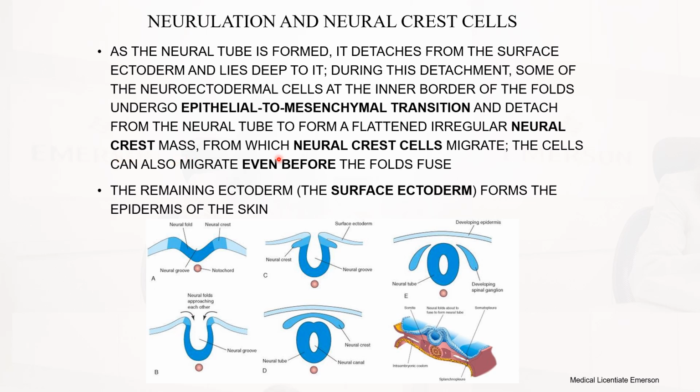mass, from which the neural crest cells migrate, and the cells can also migrate even before the neural folds fuse. The remaining ectoderm, which will be the surface ectoderm, forms the epidermis of the skin. So this is what happens.